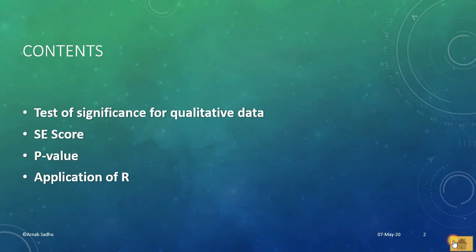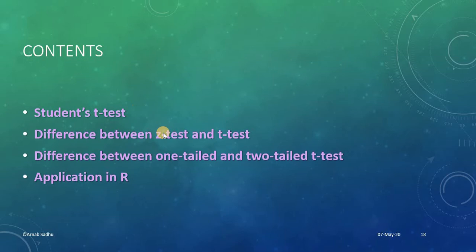So today we will discuss Student's t-test, and the difference between the z-test that we have learned earlier and the t-test that we will learn today. There are two types of t-test, one-tailed and two-tailed, the difference between them, and then we will finally take some problems and apply R to solve those problems.